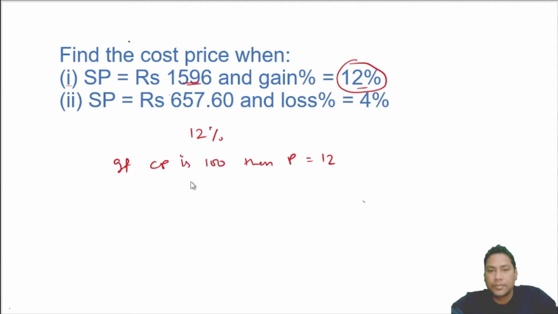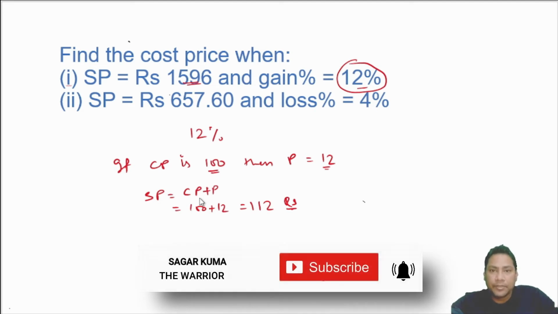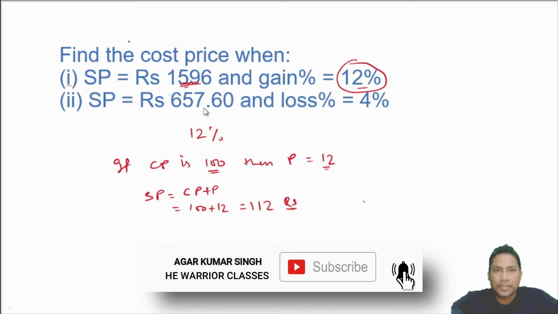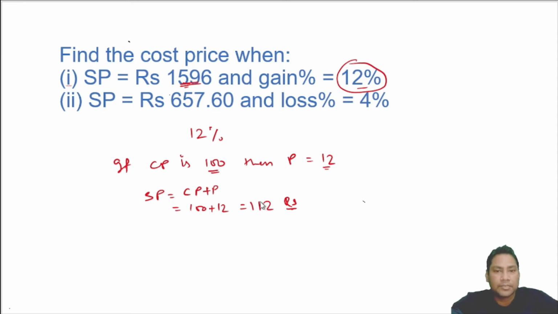So we have cost price of 100 and the profit of 12. So we can get the selling price. Selling price will become cost price plus profit, that is 100 plus 12, 112 rupees. So we have the selling price and cost price. Relatively, we can get the value of selling price of 1596. So friend, now we have the comparative value of selling price with respect to cost price of 100 is 112.